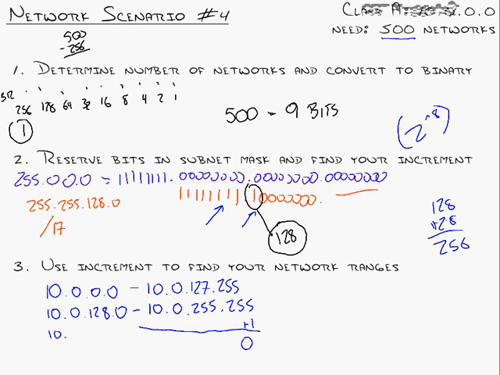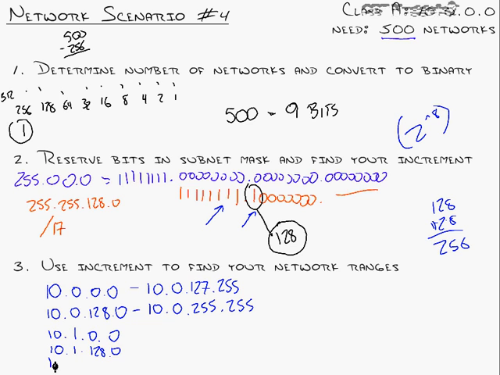255 plus 1 and carry the 1. So we have a +1 there. I can't have 256, so zero it out, carry the 1. And now I have 10.1.0.0. That's exactly what the next range starts at. 10.1.0.0, and then just keep adding our increment.